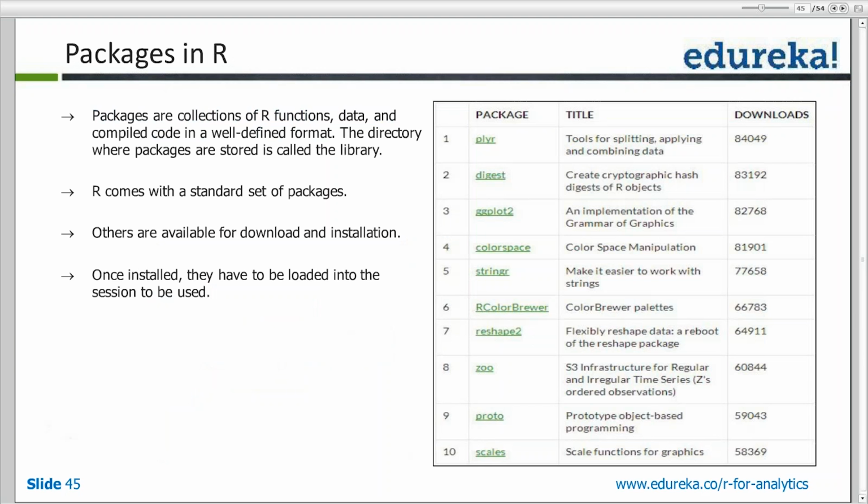So there are a whole lot of packages available, and the last time I checked, there were about 6,000 packages that the CRAN repository has. Maybe there are more. You can browse through CRAN's website to see how many packages are available as of today. So the number of things that you can do with R, given so many packages available, is almost limitless.